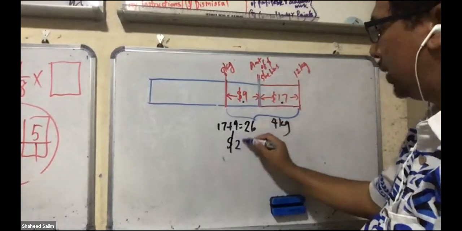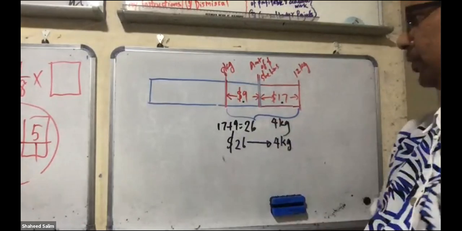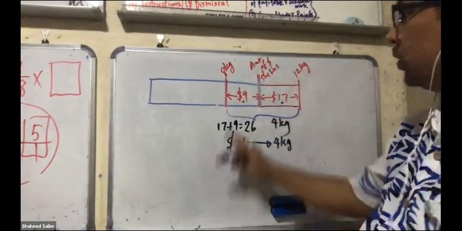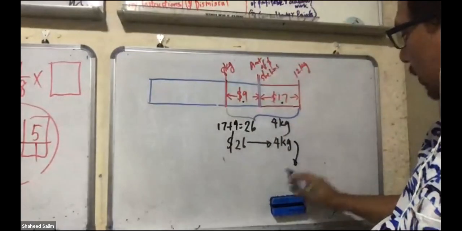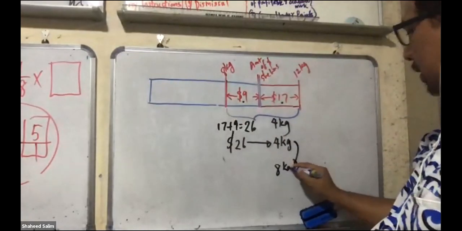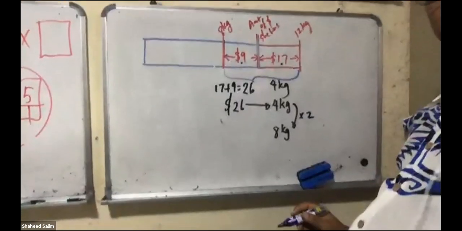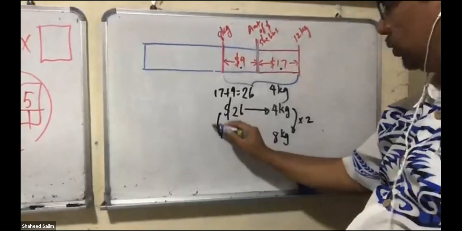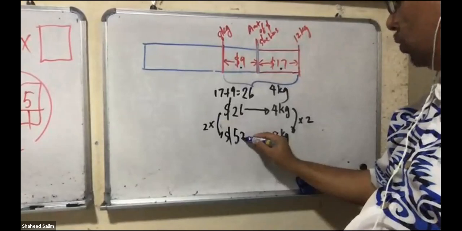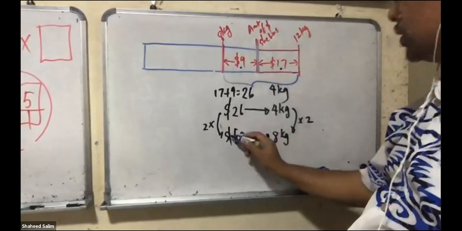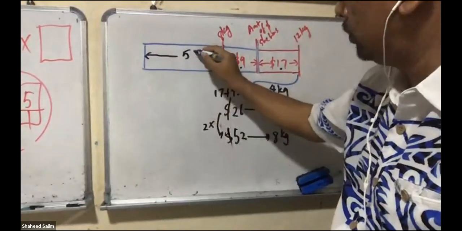$26 for 4 kg of durian. So why don't you find 8 kg of durian? See, how do you get 8 kg? 4 kg is $26. For 8 kg, you just times this by 2. You get $52. So from here to here, it's $52.